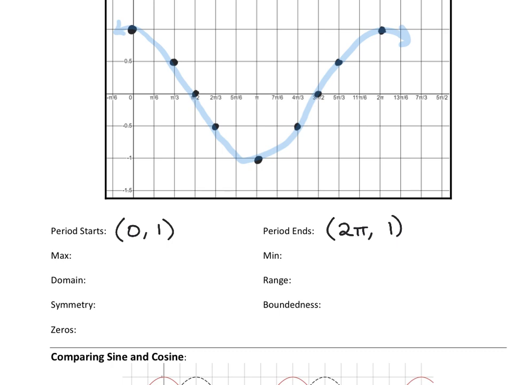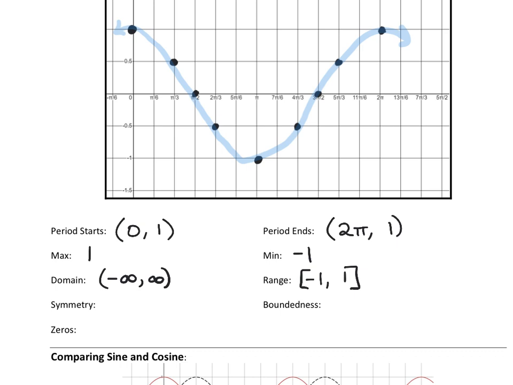What's the maximum value? 1. What's the minimum value? Ah, that sounds familiar. Great. The domain, again, is from negative infinity to infinity. We didn't graph that far, obviously. And the range is still between that minimum value of -1 and the maximum value of 1. It's got those biggest and lowest values.